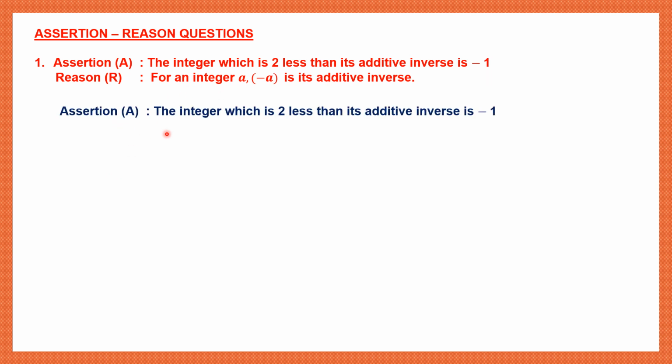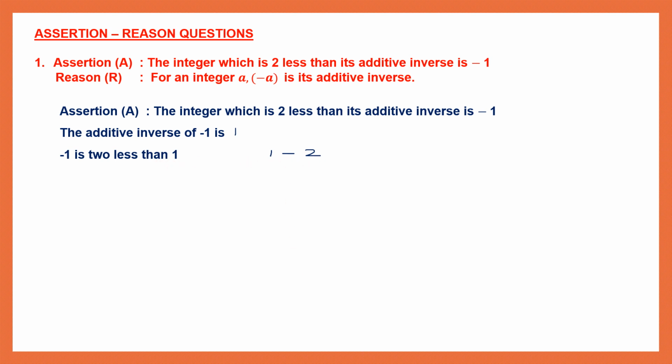What does assertion A say? The integer, that is negative 1, is 2 less than its additive inverse. So the additive inverse of negative 1 is what we have to write first. What is the additive inverse of negative 1? Positive 1. Now, negative 1 is 2 less than positive 1. How do we know that? Let's take 1 and minus 2 from this, because that's what it says, isn't it? It says negative 1 is 2 less than 1. So 1 minus 2, we have taken this 1, minus 2, to show it's less than 1.